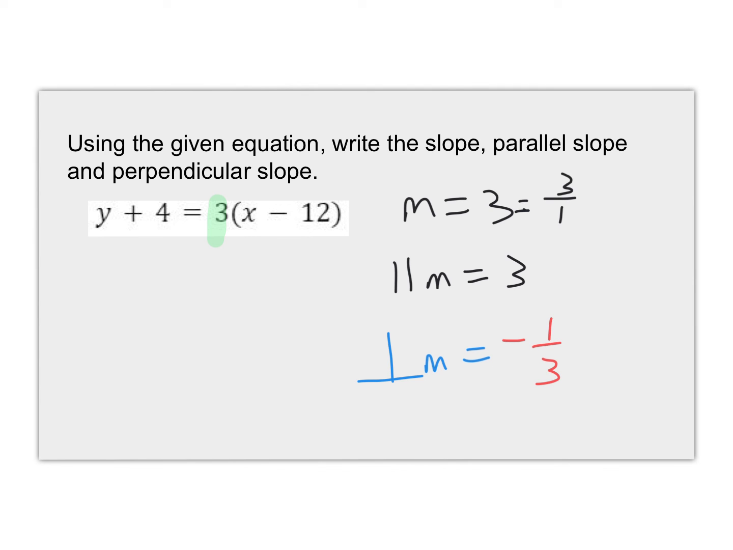All right, and that is a quick review of identifying slope, parallel and perpendicular slopes from an equation.